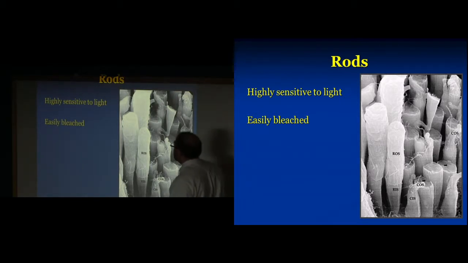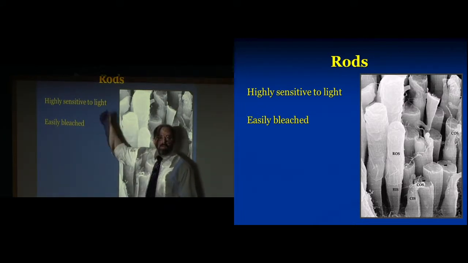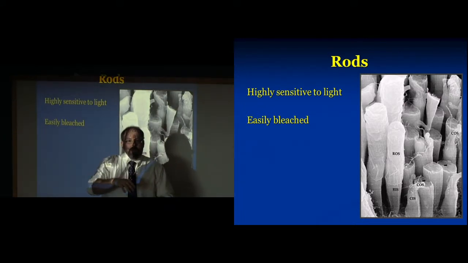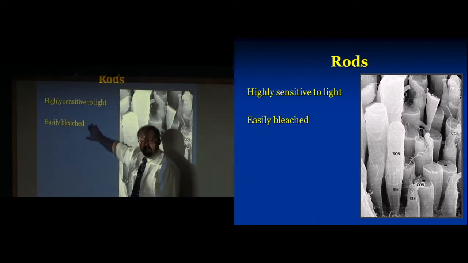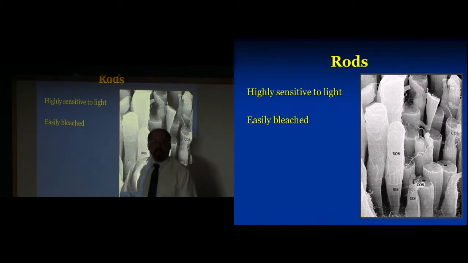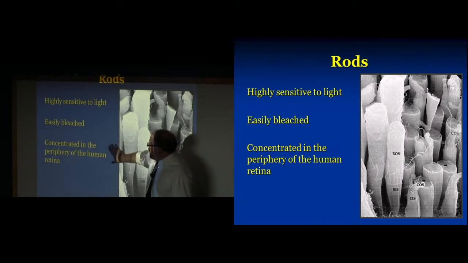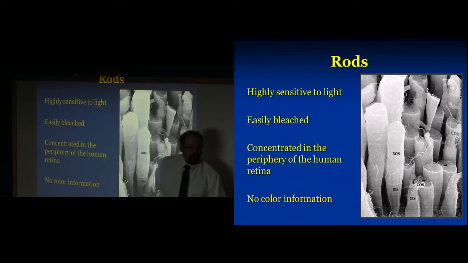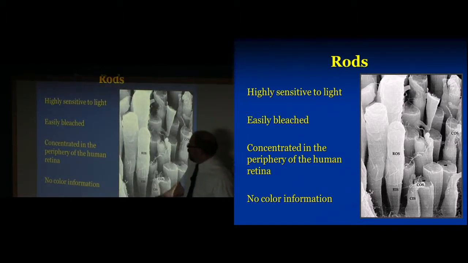Now, what do you think happens if a photoreceptor were to run out of photopigment? Remember, no receptor, we can't detect the stimulus. So when we run out of photopigment, now we can't detect light anymore and functionally become blind. This happens in rare circumstances. In the human retina, the rods are going to be concentrated in the periphery. These have no color information. So again, these are going to be black and white.